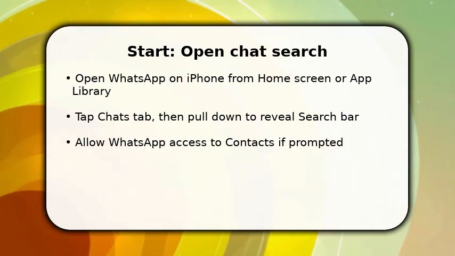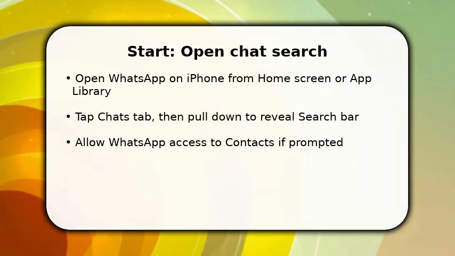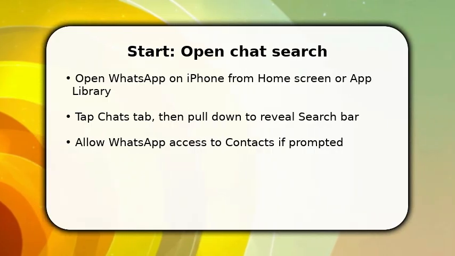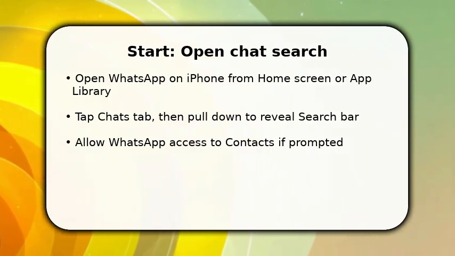You start by opening WhatsApp and going straight to the Chats tab. This puts all conversations in reach. Once there, pull the list down gently to reveal the search bar at the top. This is faster than scrolling.